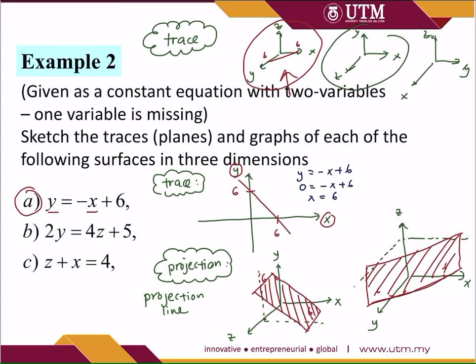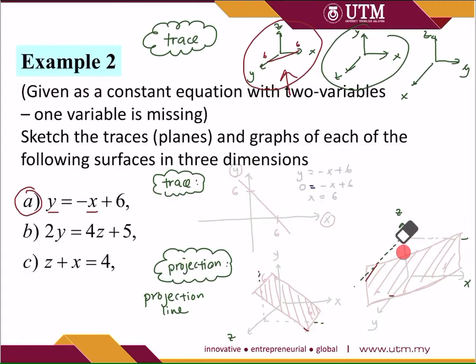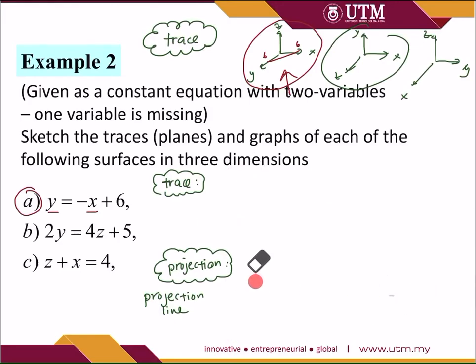Let's try B. We have 2y equal to 4z plus 5. So I erase this. First of course we need to find the trace, and then we need to project, and then do the projection line to get the surface.